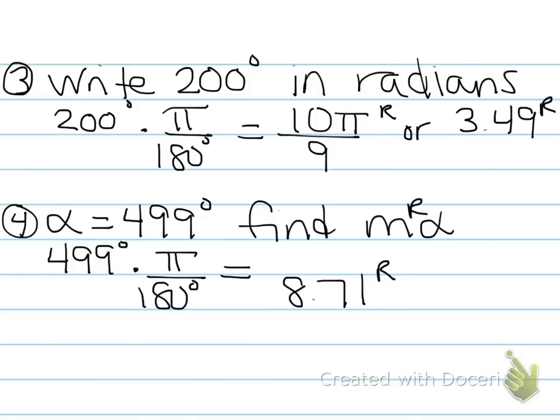Now you're probably wondering, do you have to include the R every single time and the degree symbol? The answer is yes. You have to clearly denote between the radians and the degrees.